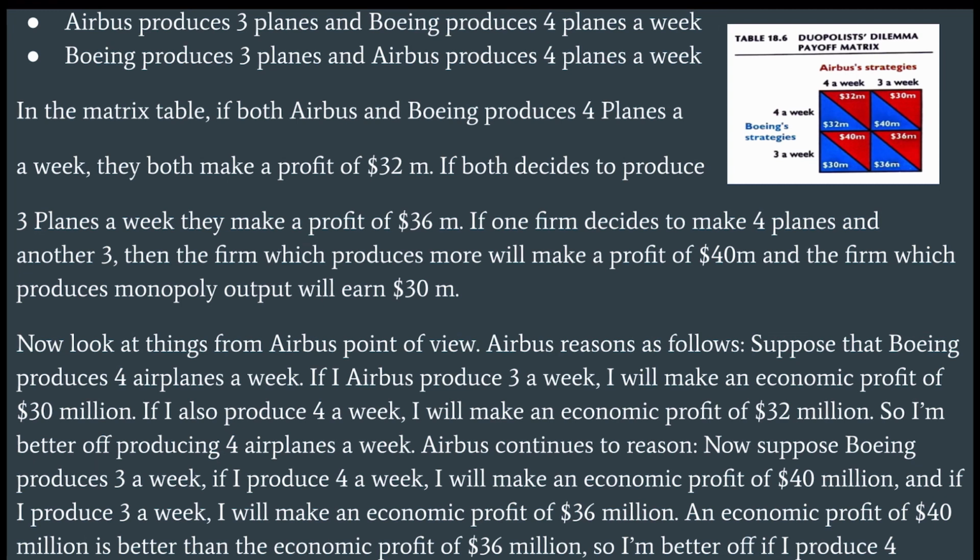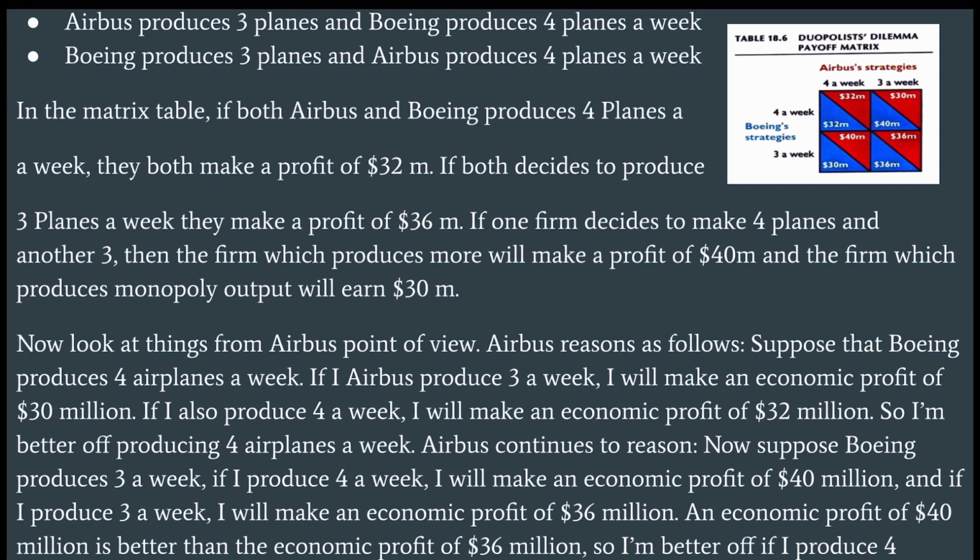Now look at things from Airbus's point of view. Airbus reasons as follows. Suppose that Boeing produces 4 airplanes a week. If I, Airbus, produce 3 a week, I will make an economic profit of $30 million.